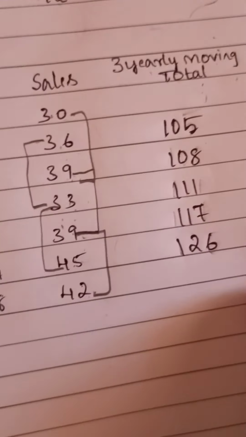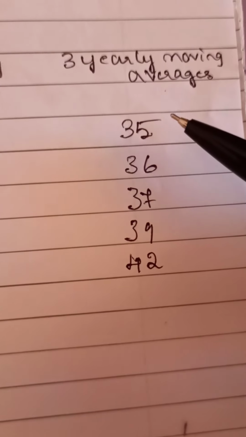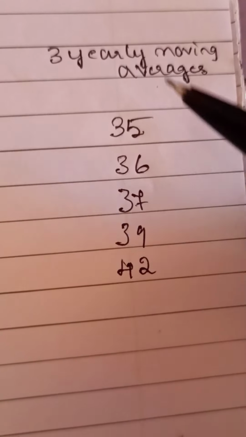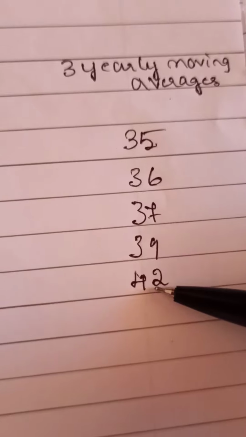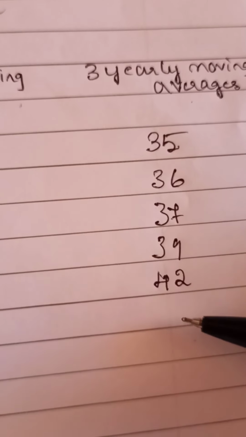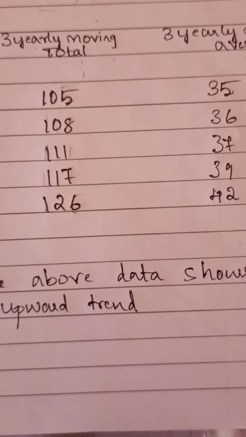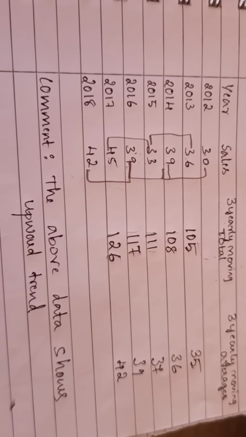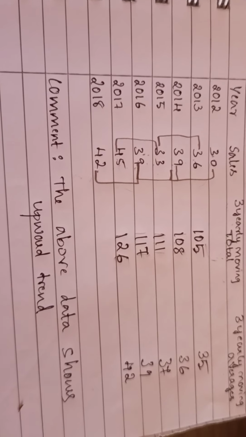So how to comment on this? See here the 3 yearly moving averages. Observe it: 35, 36, 37, 39, 42. That means it is increasing one after the other. So you have to write, the above data shows upward trend, where it is increasing. So this is how you have to find out the odd yearly moving averages.